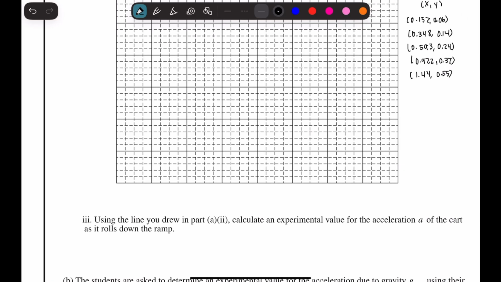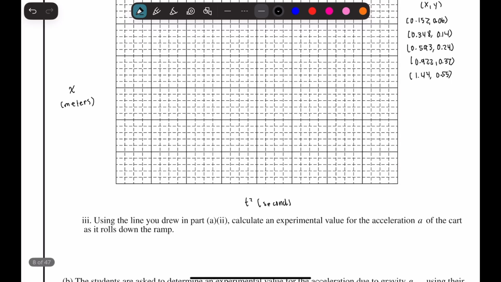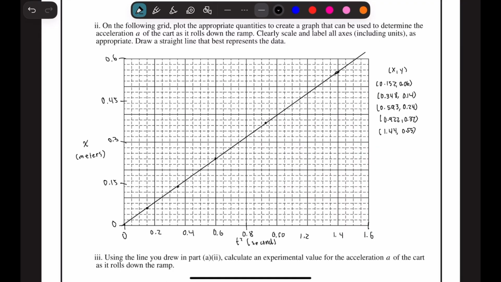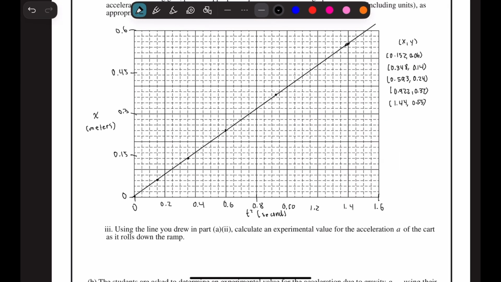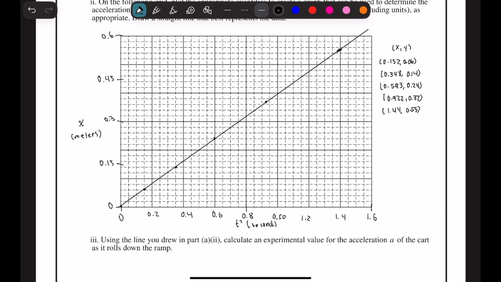Vertically we have x, and that's in meters. This is t squared in seconds. Now, okay, we can graph this. So this is what we did for this point. This is just one of the ways you can linearize that equation.